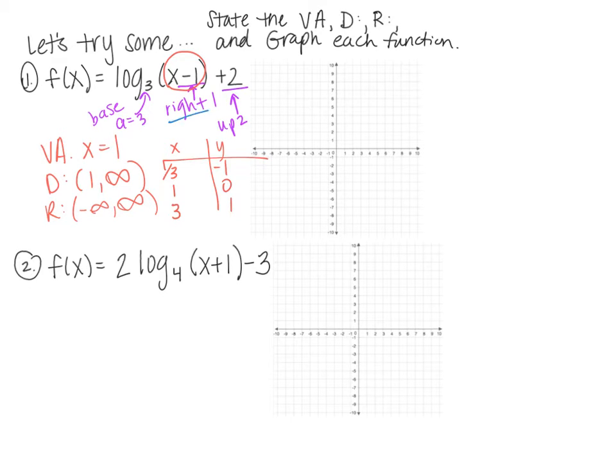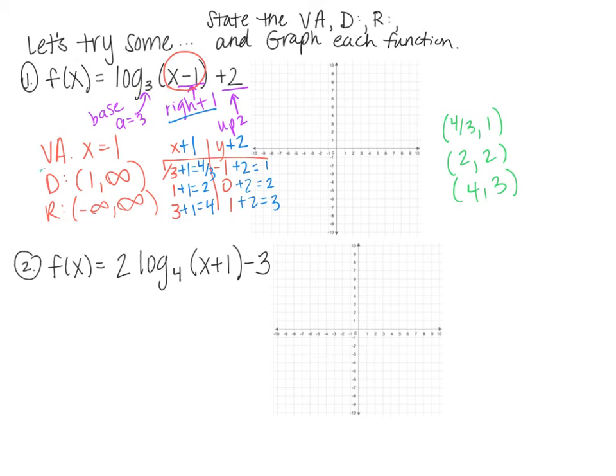So let's transform them. If I move to the right 1, I'm going to add 1 to all of my x's. If I move up 2, I'm going to add 2 to all of my y's. So let's go ahead and transform our function and see what new points I'm actually going to go graph. So adding 1 to all of my x's will give me 4/3, 2, and 4. Adding 2 to all my y's will give me 1, 2, and 3. So really, my ordered pairs that I'm going to go graph are going to be 4/3, 1, 2, 2, and 4, 3.